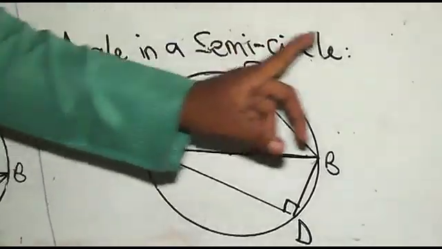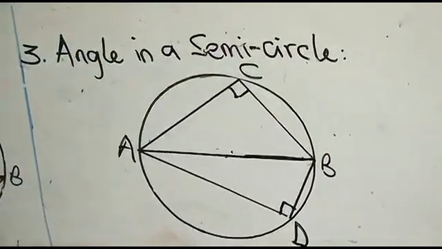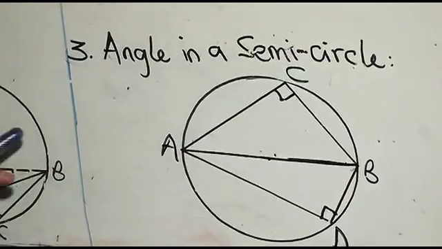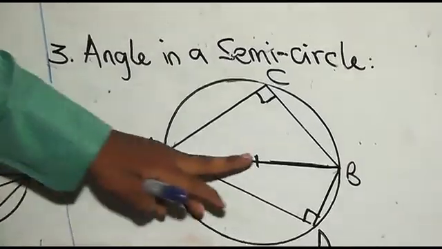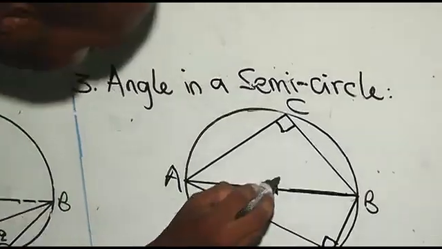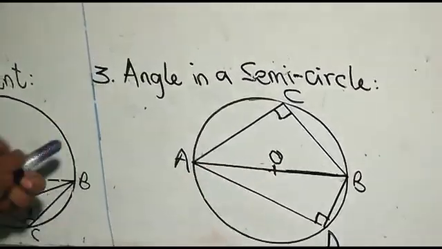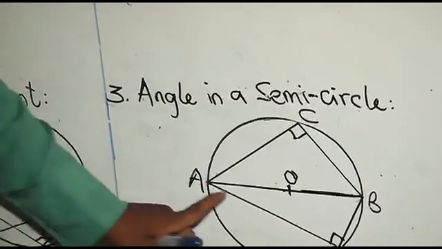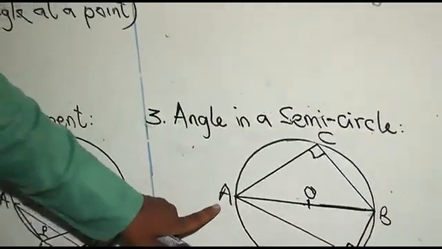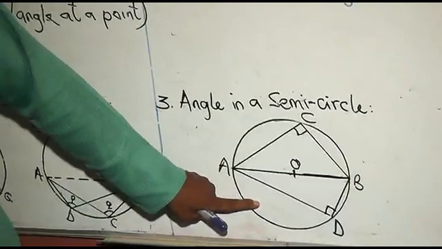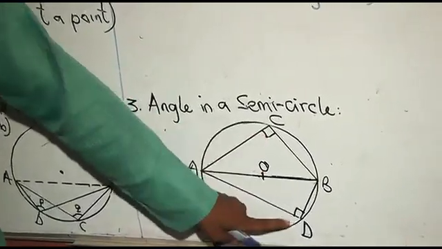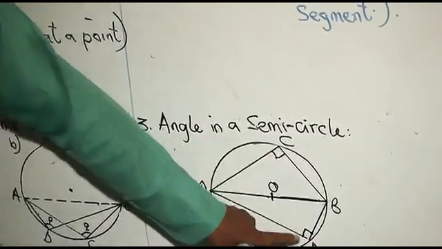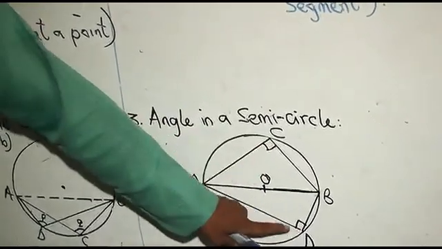Angle in a semicircle. Observe the diagram. This is a circle with center O. And this diameter divides the circle into two halves. This is the angle at the circumference in both semicircles.